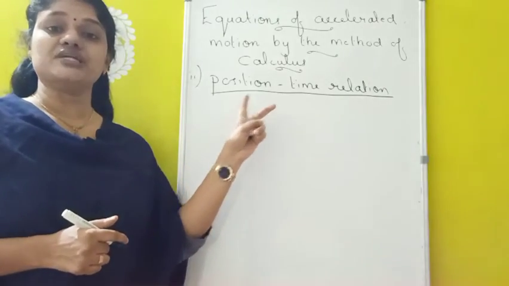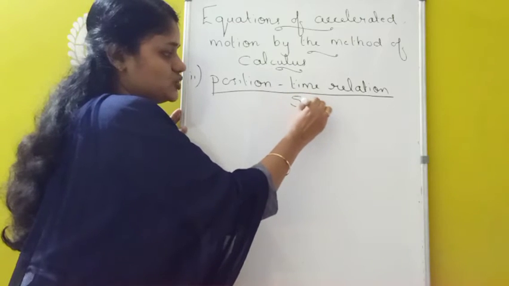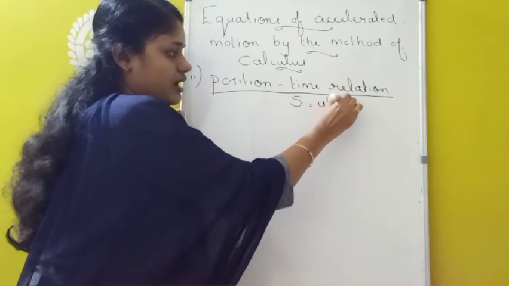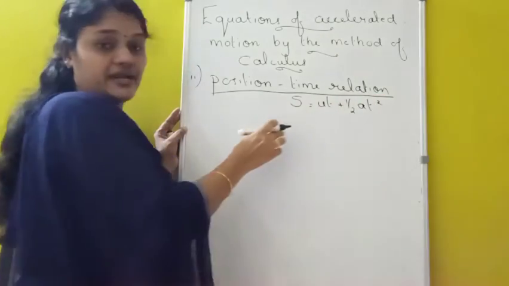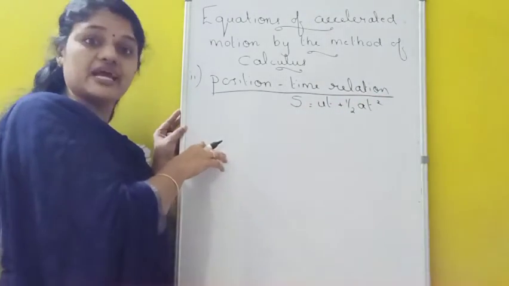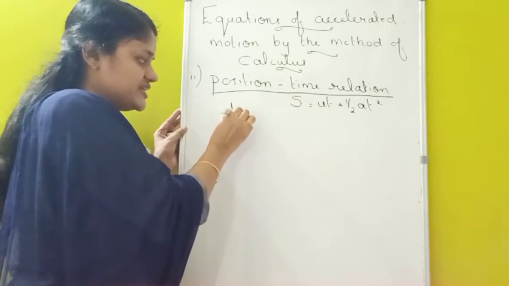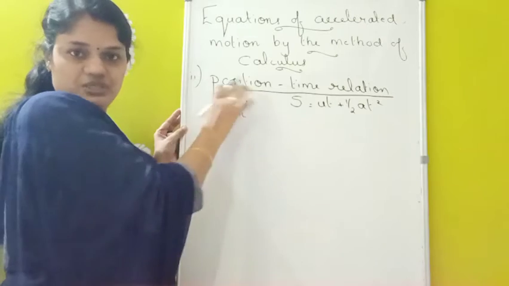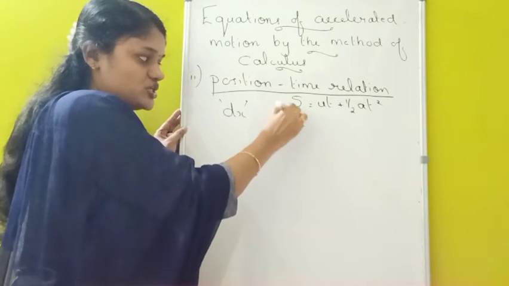The second one is the position time relation. So we know the position time relation, S equals UT plus half AT square. This is the position time relation, and this one we have to derive using the calculus method. Okay, and here suppose we are taking dx. So dx is the displacement of the particle, and this particle is moving with the uniform acceleration A. I told you before itself.